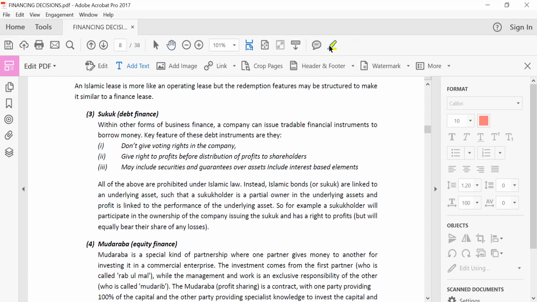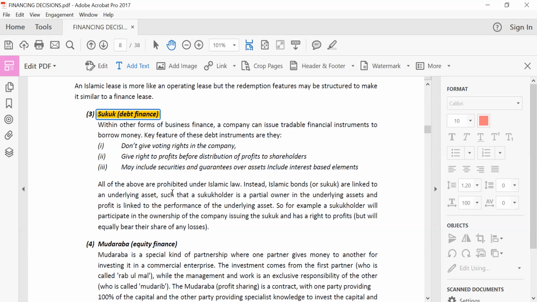The next item is a beautiful one, which is all the time my favorite, Sukuk, debt finance. Within other forms of business finance, a company can issue tradable financial instruments to borrow money. Key features of these debt instruments are they don't give voting rights in the company. It is only equity shares which create voting rights. It does not give right to profit before distribution of the profit to the shareholders. And they may include securities and guarantees over assets, which include interest-based elements.